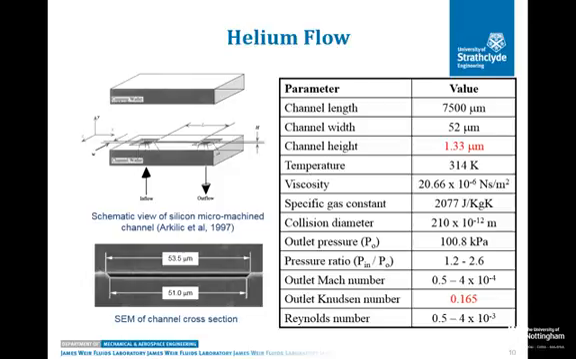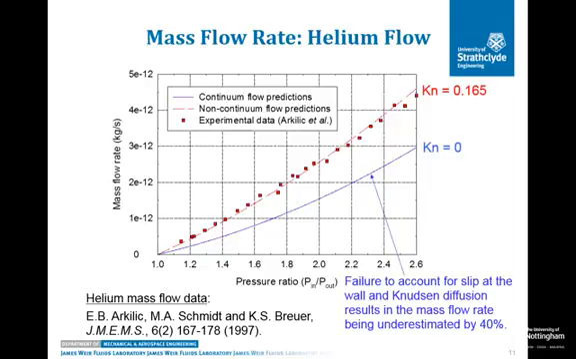then what will we find? What happens to the flow rate? Can we predict this flow rate, and using what type of model? At this kind of Knudsen number range, that's outlet Knudsen number 0.16, you apply different pressure ratios here and you measure the mass flow rate. The square dots are experimental measurements.